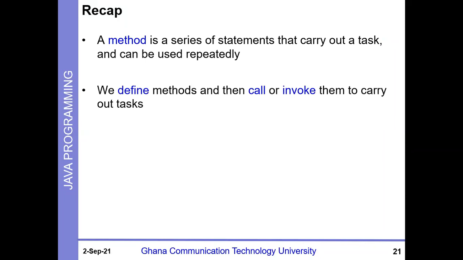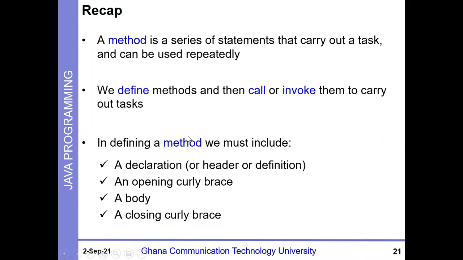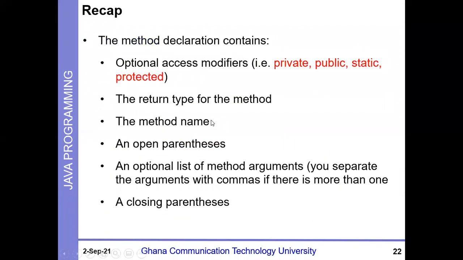You can call it within the class, you can call it from another class, and so on. In defining the method, there's a declaration, which is the header, the opening curly brace, the body, and then the closing curly brace. The declaration normally contains the access modifiers, and the common signature is just public static void, or public static double, or public static int, depending on whether the method returns a value or not. Then the return type of the method.